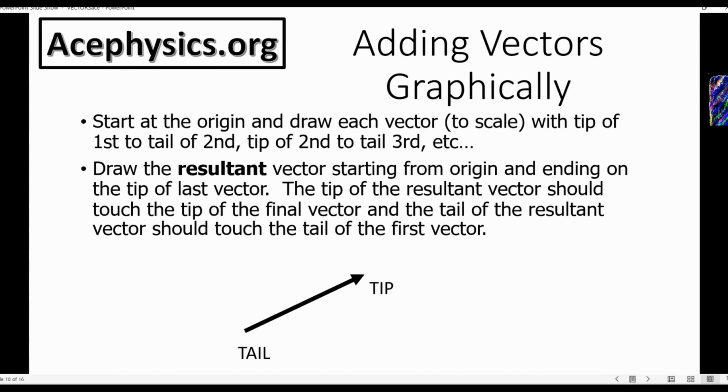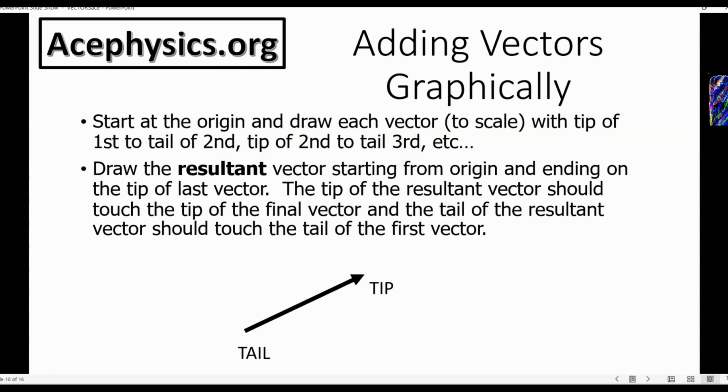The next thing you need to know in physics is how to add vectors graphically and also how to add vectors in component form. So first I'll just read through the steps of how to add vectors graphically, and then we'll go through some example problems to make it more concrete. So you start at the origin and you draw each vector to scale with the tip of the first to the tail of the second, the tip of the second to the tail of the third, and so on.